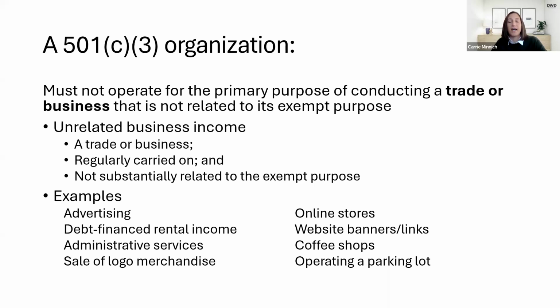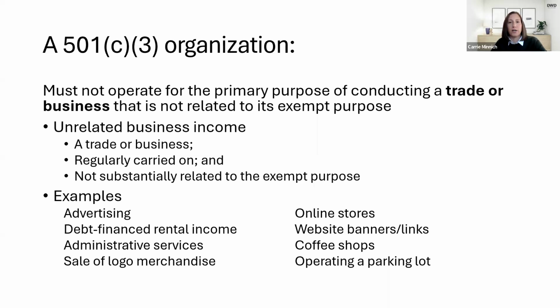So when you're looking within your own organization, you really have to look at what the specific facts and circumstances are around each specific activity. Some examples of common unrelated business income is advertising. That's normally always considered unrelated business income. So if you are collecting revenue from companies or individuals to advertise in a pamphlet or on your website, that revenue is normally always considered unrelated business income.